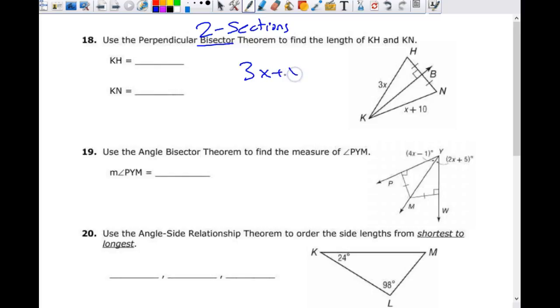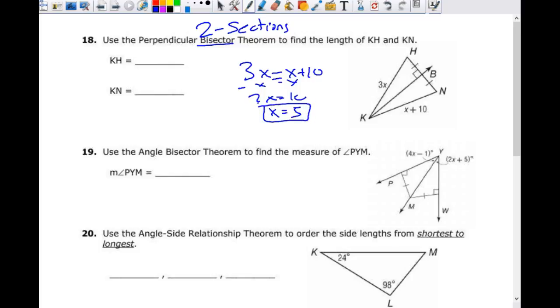3x plus 3x is equal to x plus 10. Minus x, 2x is equal to 10, x is equal to 5. That counted as a blank. So if you have like 3 x's on here, it's because you didn't get x equals 5.